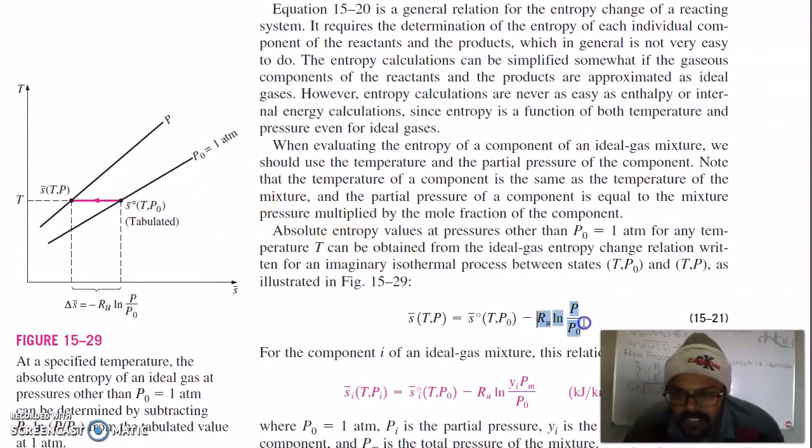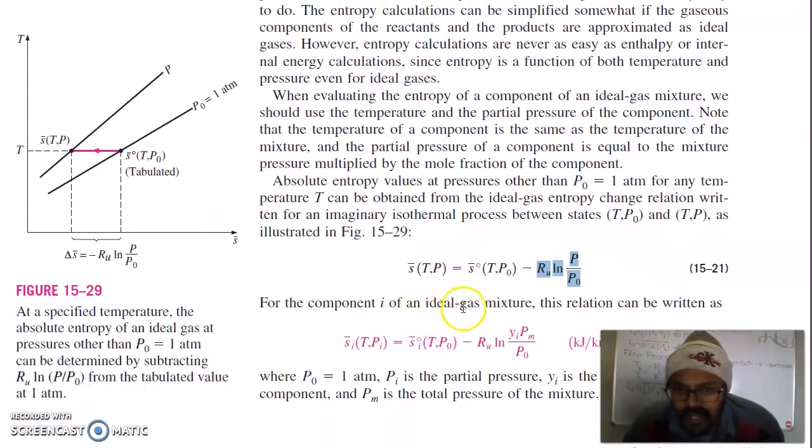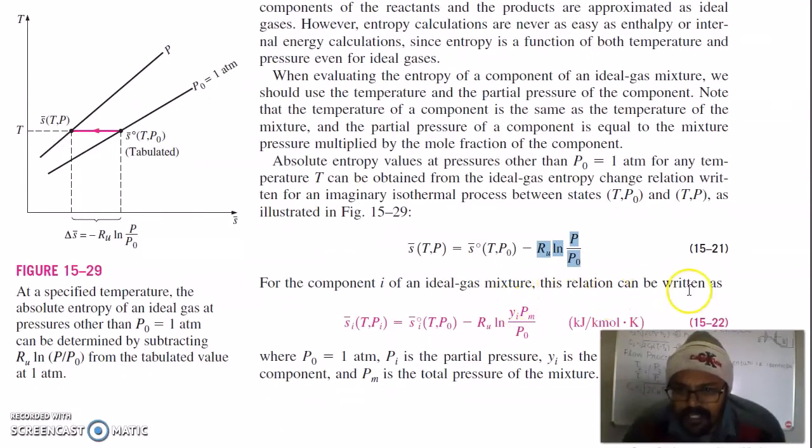This term represents that change of entropy, because we know from the ideal gas equation pressure is a function of temperature. So when your temperature or pressure changes, this relation will include the change of entropy. For the i-th component of an ideal gas mixture, this relation can be written as S_i(T, P_i) is equal to S0_i(T, P0) minus Ru log(y_i P_m by P0), where P_m is the total pressure of the mixture, y_i is the mole fraction of the component, and P0 is 1 atmosphere. From this you can find the entropy value here.